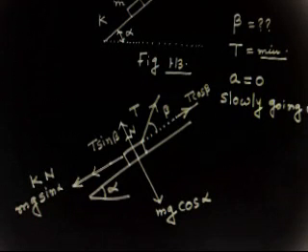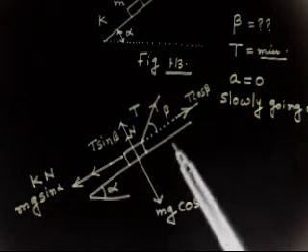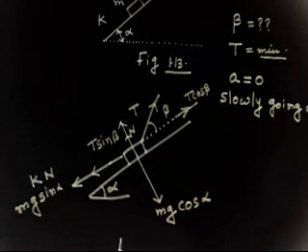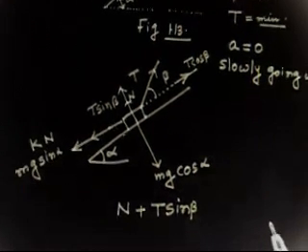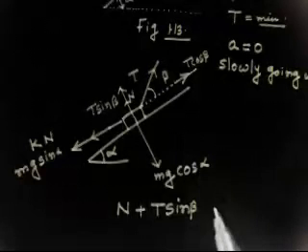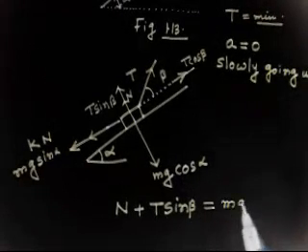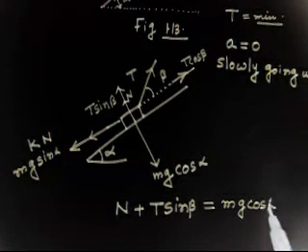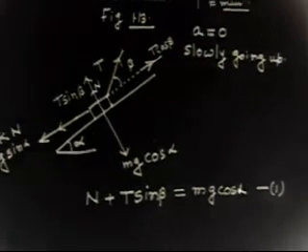We can write down the equation. So you see, in this direction and in this direction, along the incline and perpendicular to the incline we can write. Perpendicular to incline, total force N plus T sin beta, in this direction, should equal the force in this direction, that is mg cos alpha, because the system is at rest in this direction. So this is equation number 1. Are you getting?